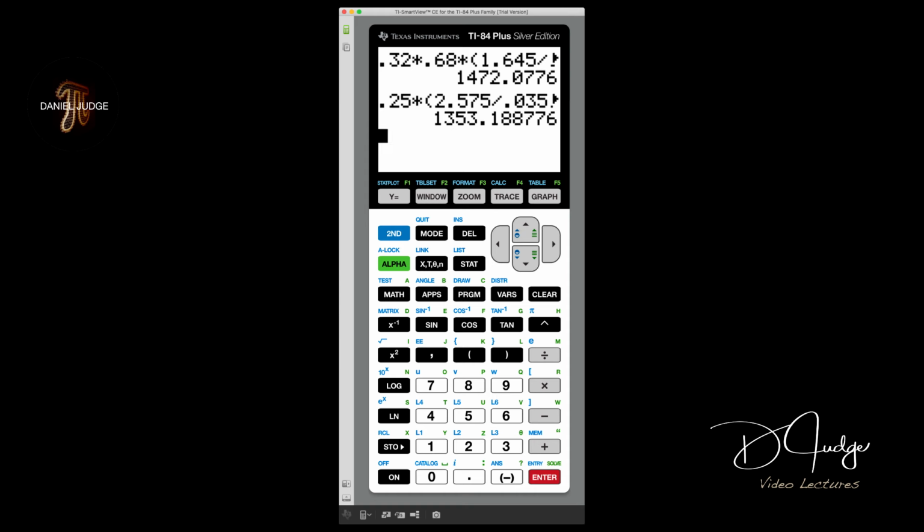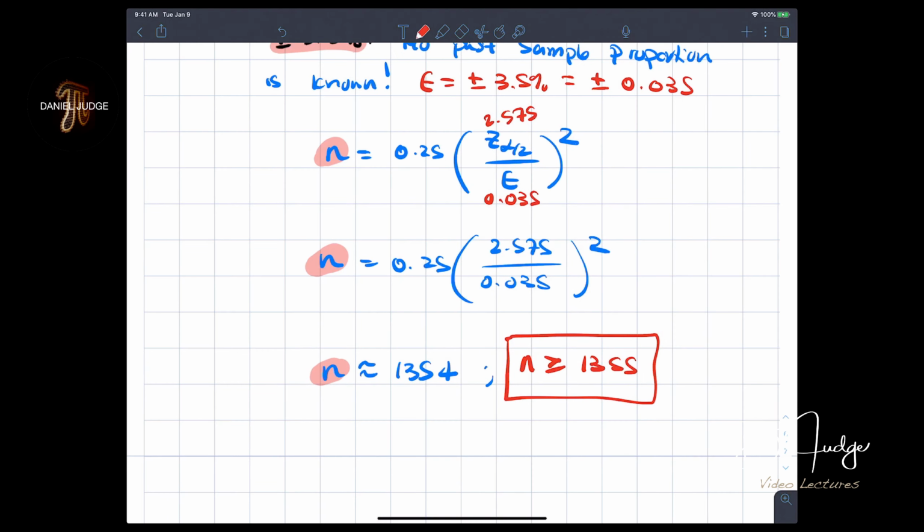So N is approximately, remember, sample size values are whole numbers. We're going to round up. You round up to the next whole number. Okay? Round up to the next whole number. Let's go back and do this. Go to the iPad. This is 1,354 data values.